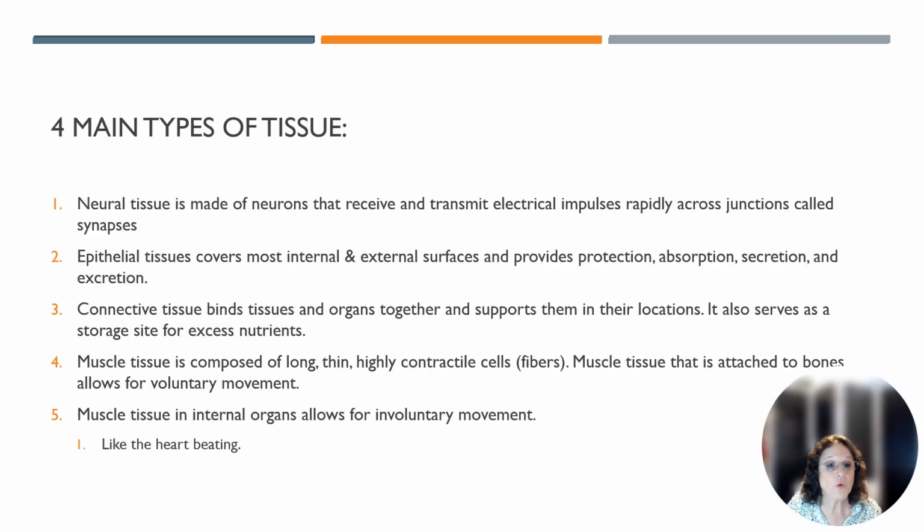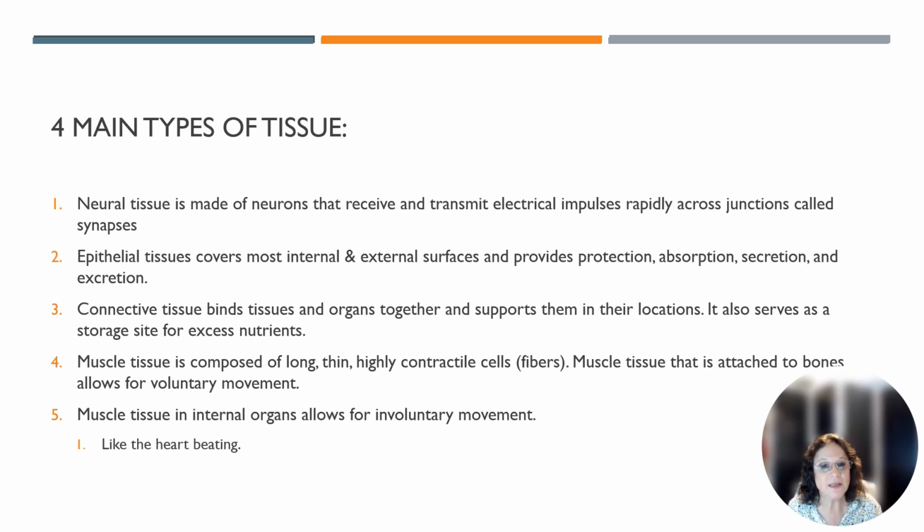And again, there are 4 different main types of tissue that I want you to know about. Neural tissue is made up of neurons that receive and transmit electrical impulses rapidly across those junctions, and their specific junctions are called synapses. Epithelial tissues cover most of our internal and external surfaces. They provide us protection. They are able to absorb, secrete, and excrete. Connective tissue, which is going to be a big one for us to focus on, especially when it comes to inflammation and that type of thing.